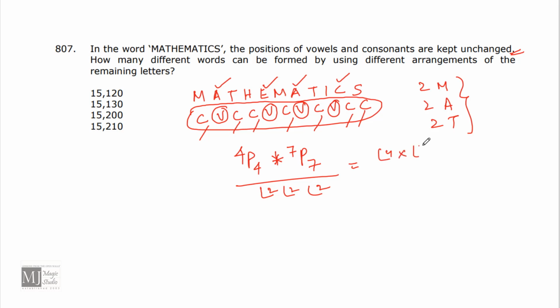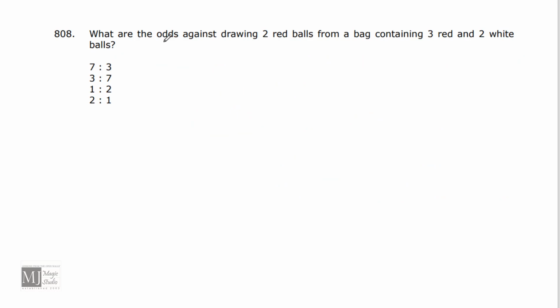Factorial 4 into factorial 7 by 2, 4, 8. Factorial 4 is 24, by 8 is 3. So it's 3 into factorial 7, which is 5040. 15120 different words can be formed. Option A fits in. What are odds against?